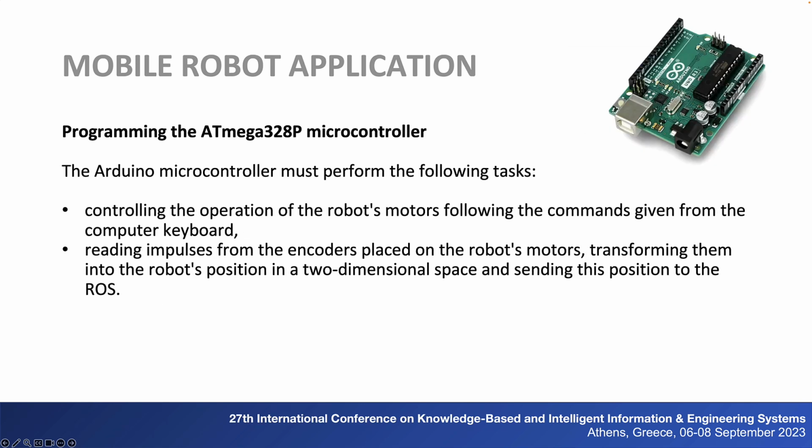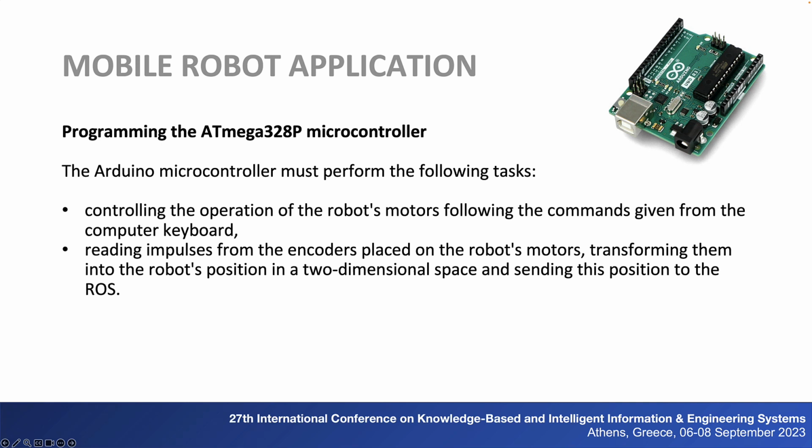The Arduino microcontroller must perform the following tasks: controlling the operation of the robot's motors following the commands given from the computer keyboard, reading impulses from the encoders placed on the robot's motors, transforming them into the robot's position in a two-dimensional space and sending this position to the ROS. The task of reading the commands is performed by the motor control function. The function converts the commands issued via the teleop-twist keyboard node into a PWM signal controlling the motors.